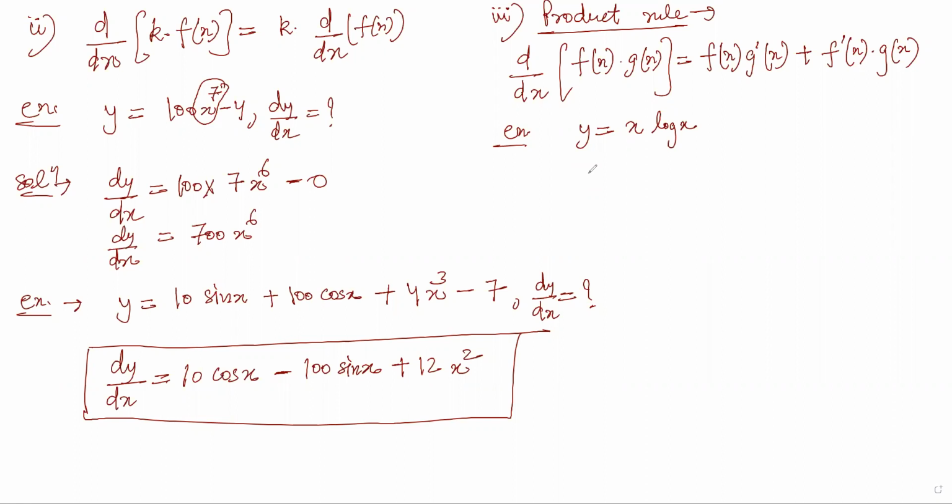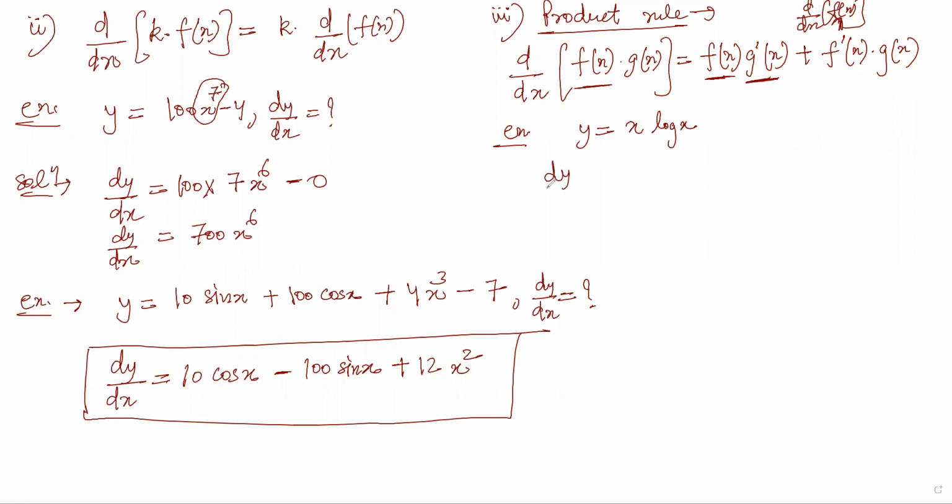Obviously, f dash x represents the derivative of f x. This is nothing but d by dx of f x, right? You understand that. So what you have to do is take one function constant and differentiate another function. So first take f x constant. Differentiation of g x would be g dash x, plus differentiation of first function into second function as it is.